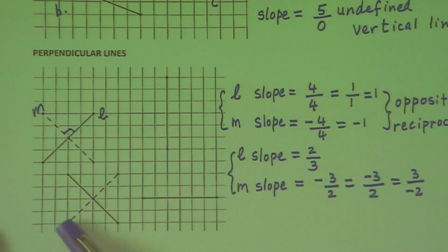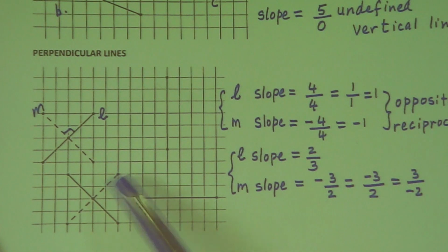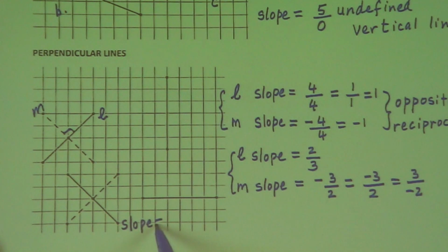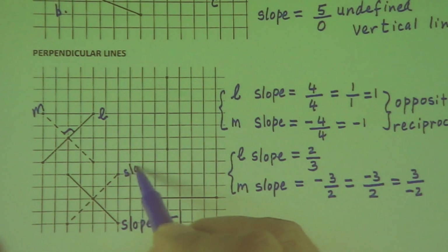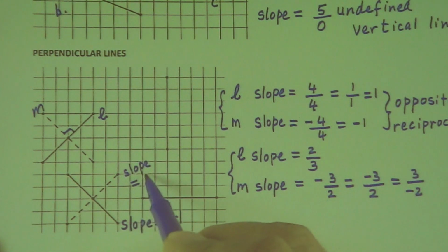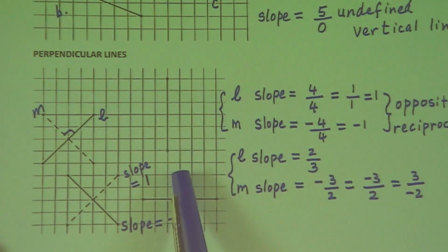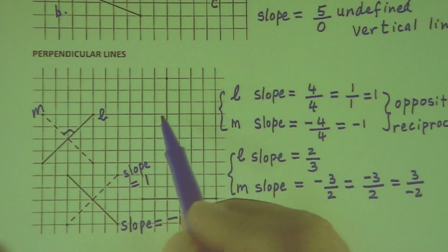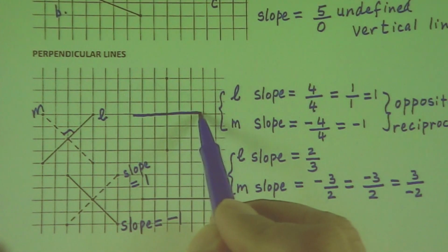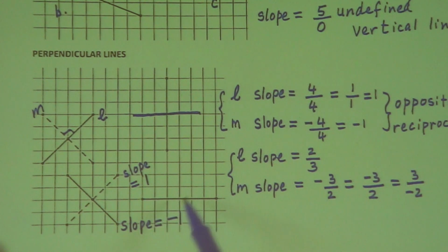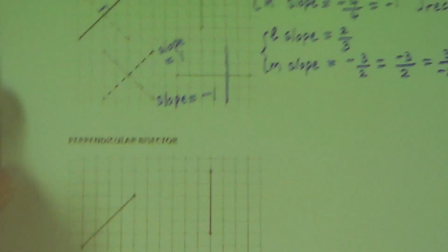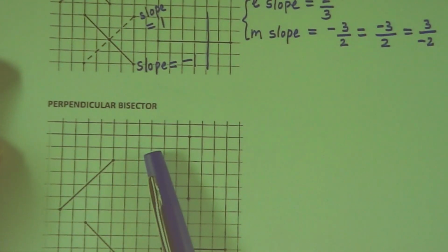Similarly, these two lines, you could find their slopes. This slope is 1. This one is negative 1. And this one, the slope is 1. They're opposite. The vertical line, perpendicular, will be a horizontal line. And a horizontal line, the perpendicular, will be a vertical line. Now this is what we're going to need later in the chapter.